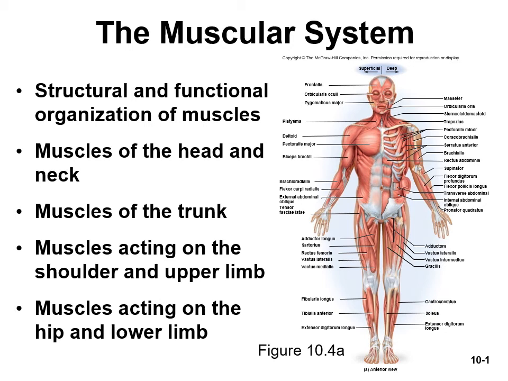covers the muscular system. So we're going to look at muscles from the cellular level all the way up to the organ level, looking at individual muscles in our body, like the pectoralis major or maybe the quadricep muscle of the leg.